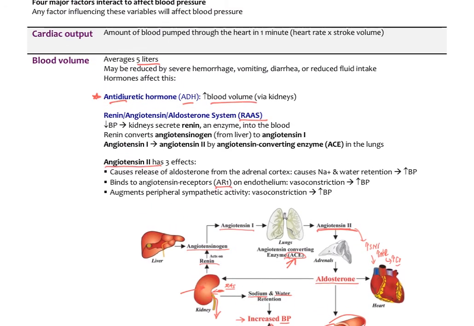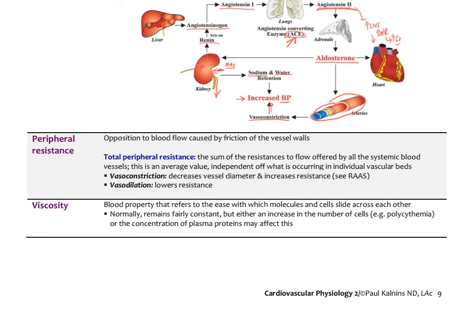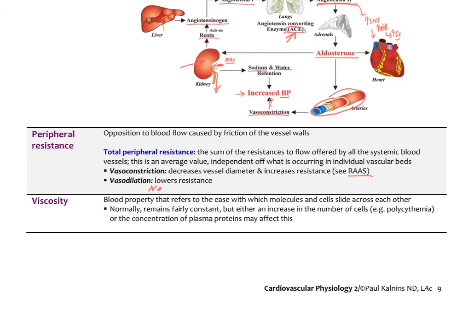Okay, so that's the second feature that maintains blood pressure. A third feature would be peripheral vascular resistance, and that's caused by usually vasoconstriction, vasodilation, and that's regulated by the RAAS, as we just said, as well as your sympathetics. Those are the two main vasoconstrictors. And then vasodilators would be things like nitric oxide and those other compounds we talked about a couple of videos back.